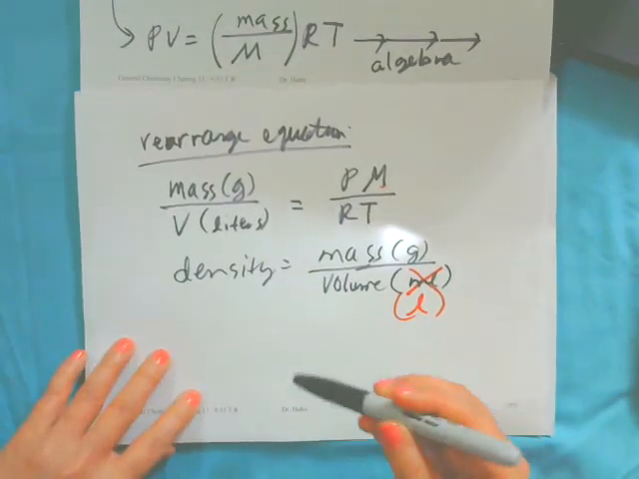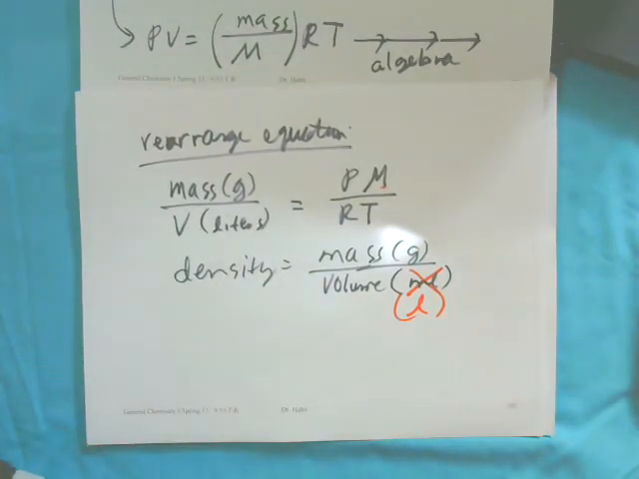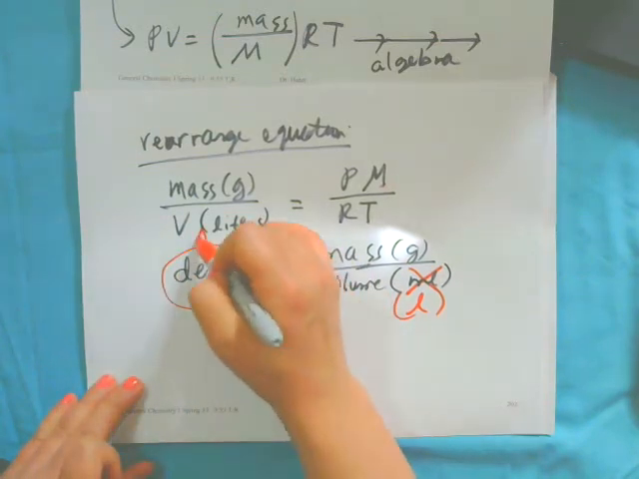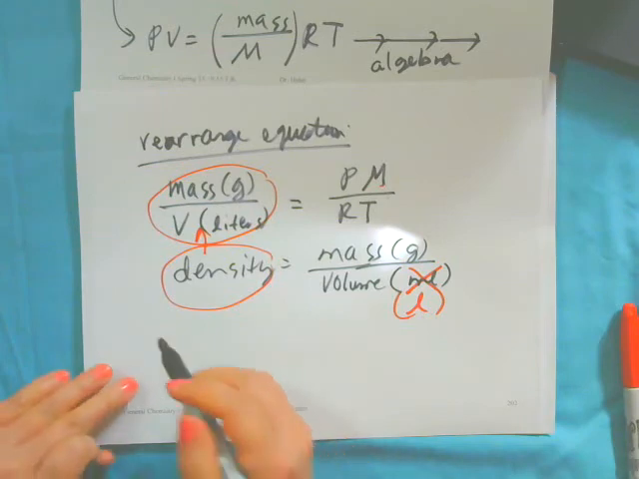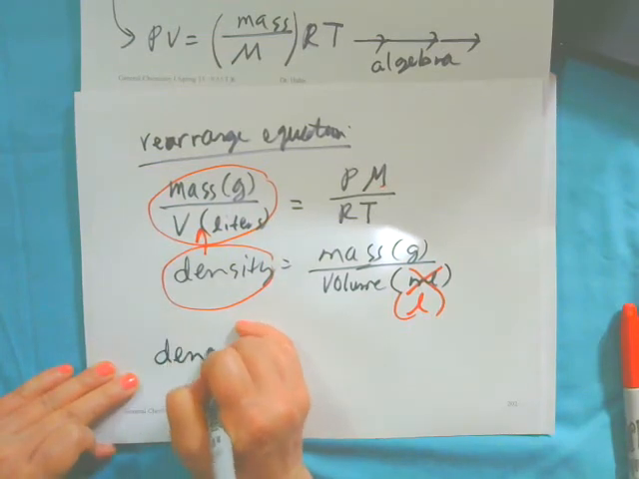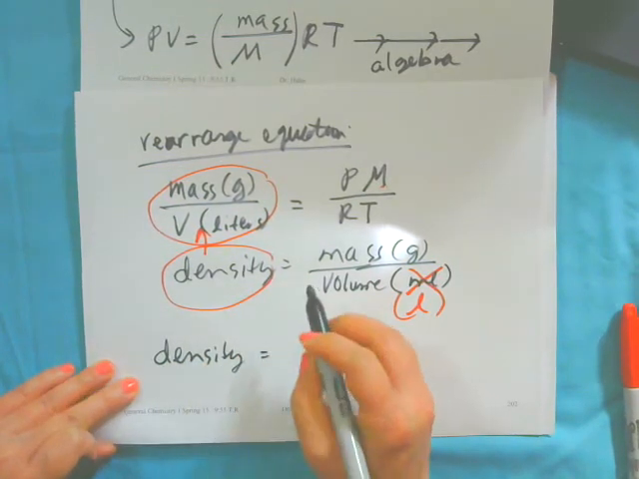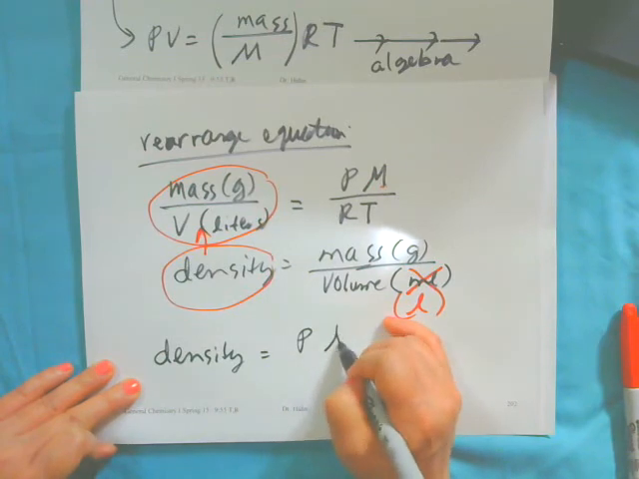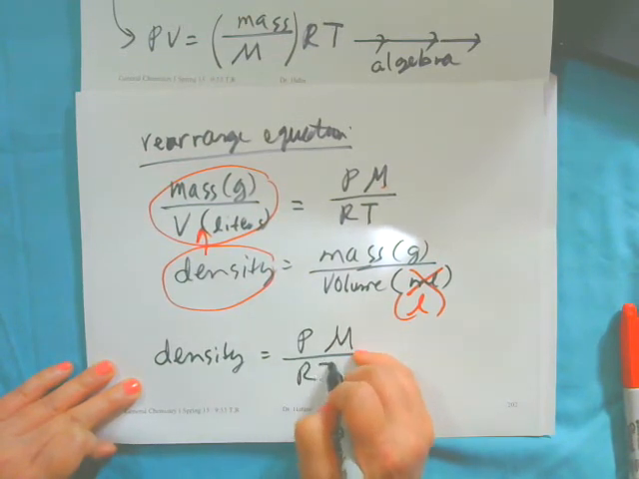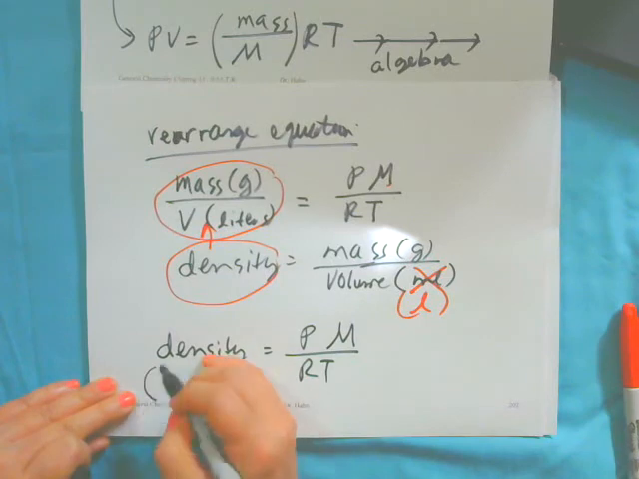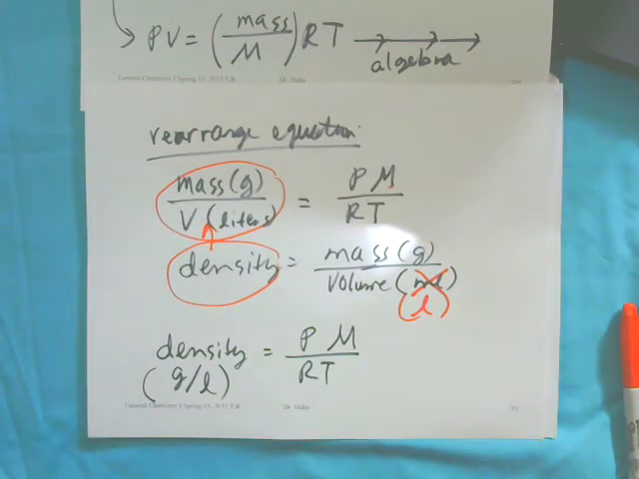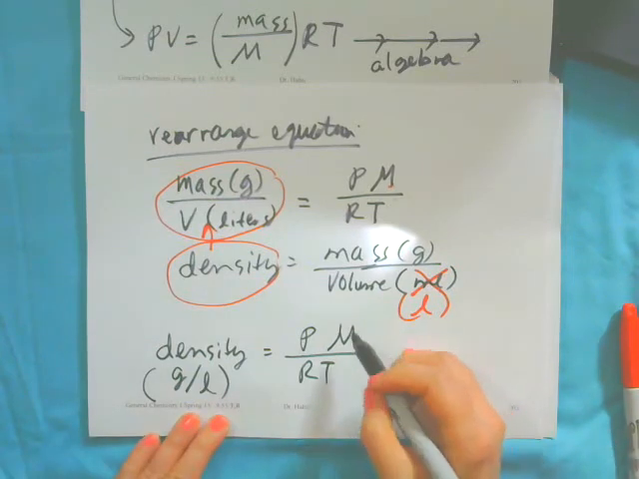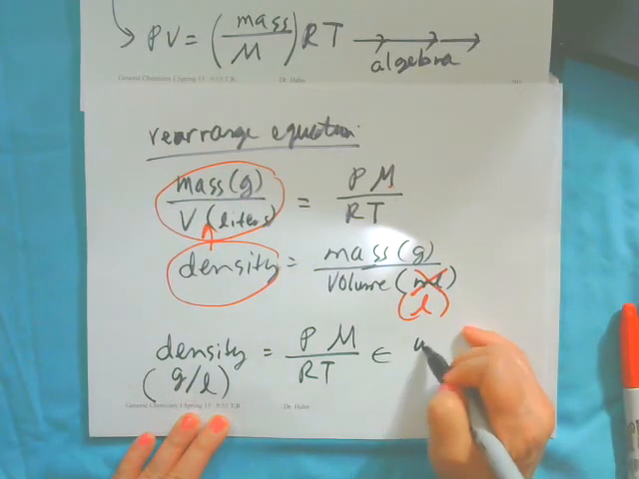So then we can rewrite this equation where you plug in density right there. So then our equation becomes density is equal to pressure times molar mass over RT, where density is in units of grams per liter. So there we are. Okay, so during the lab, you're going to use this equation.